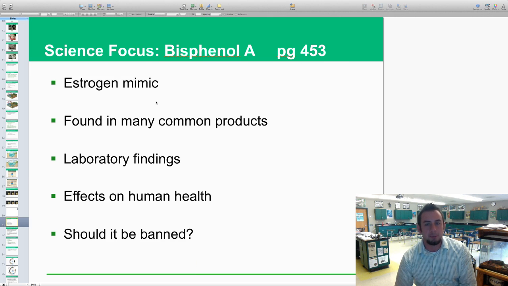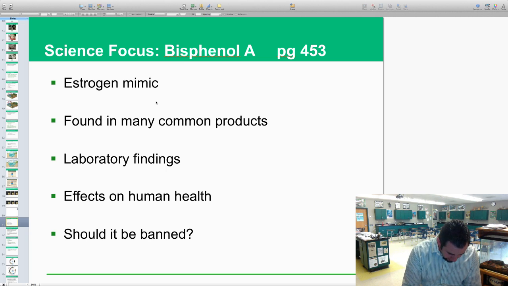All right. So bisphenol A, page 453 of the textbook, there's a little science focus section. It says it's a widely used estrogen mimic. It's a chemical building block in certain plastics, especially polycarbonates, used in a variety of products, including water and baby bottles, sports drinks and juice bottles, microwave dishes, and food storage containers. This is the scary thing: if you heat it up in a microwave, which is why they say don't microwave your food in plastic, this could leach out into the food. It's found in a lot of common products.